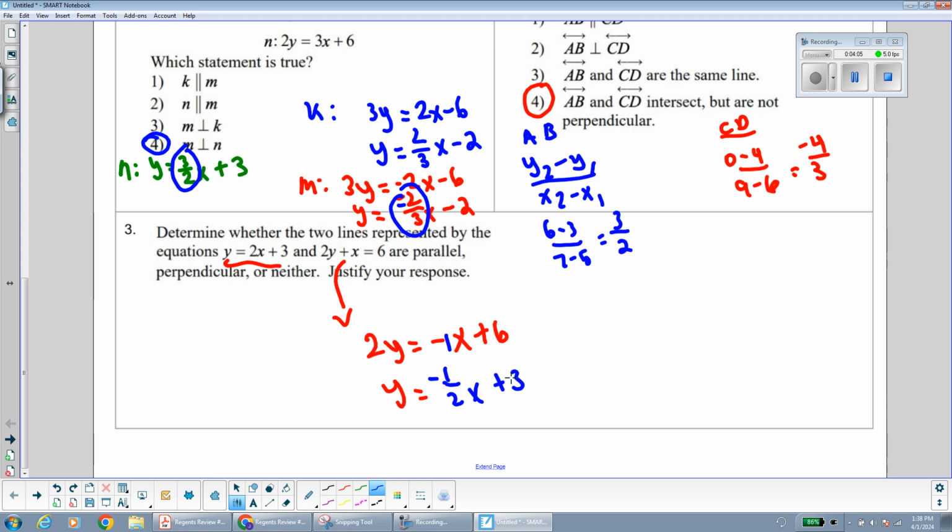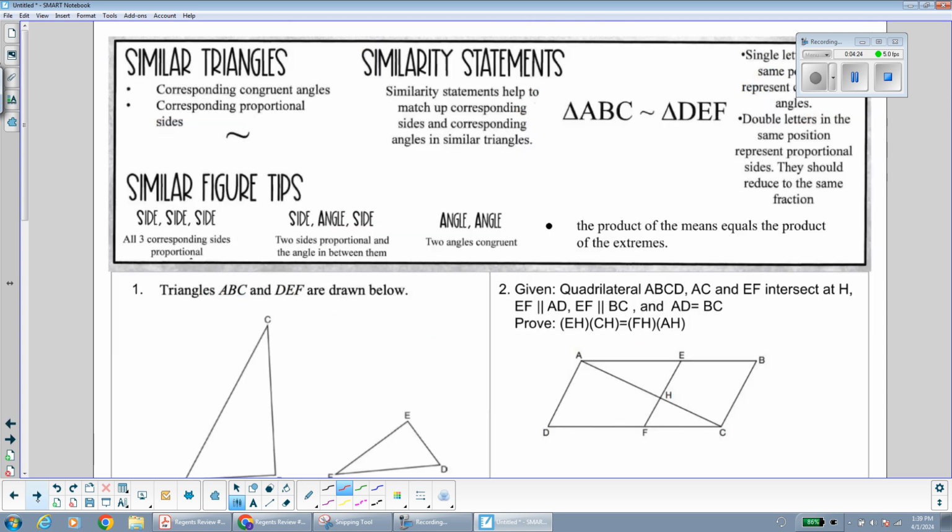So now I can take a look at their slopes. The slope of this line was 2, which we can write as 2 over 1. And this has a slope of negative 1/2. So those are opposite reciprocals of each other. So the correct answer here is perpendicular. And justify your response just means that you have to show work.